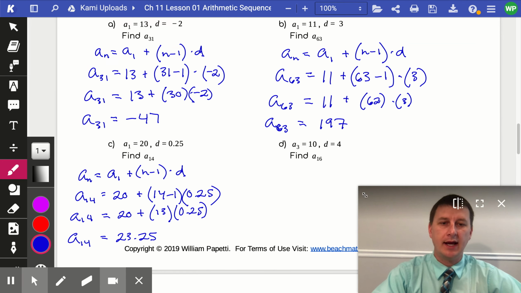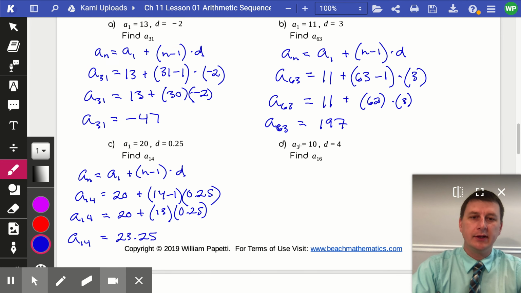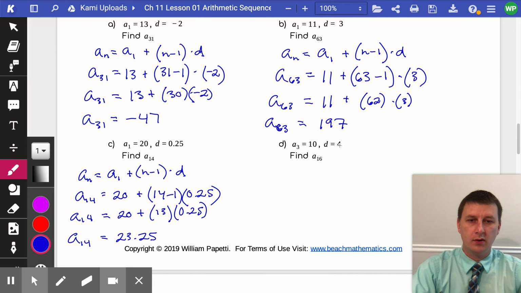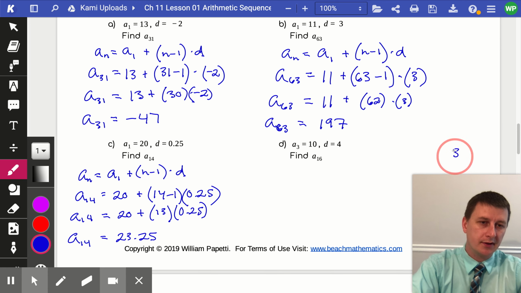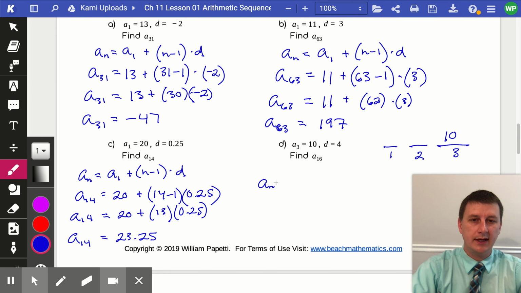And finally, for our last one, let's see what we're given here. We have a sub 3 is equal to 10, and d is equal to 4. Ooh, this one's a little bit different, because in all these other ones, we're given a first term. In here, we don't have our first term. We have our third term, and it says our third term is 10. We need to know what our first term is for our formula, because our formula is a sub n is equal to a sub 1, not a sub 3, plus n minus 1 times the common difference.